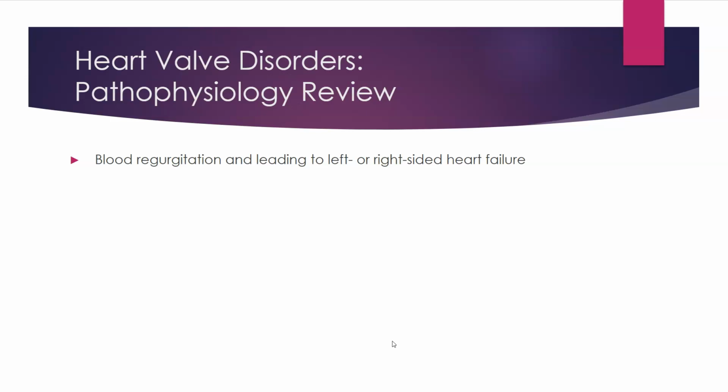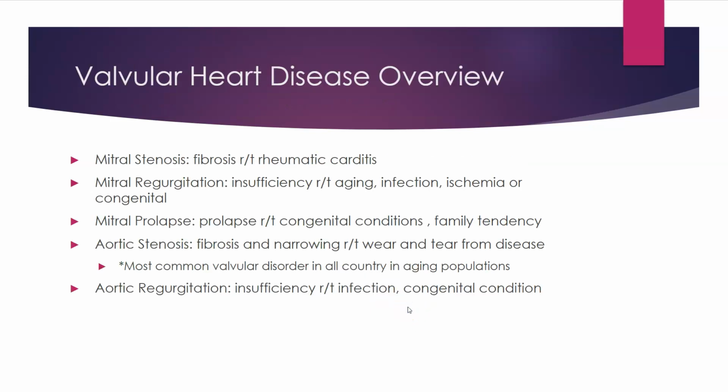So all too often with heart valve disorders, we will see this as a result from hypertension or some kind of valvular disease where blood regurgitation leads to left or right-sided heart failure. Specifically, some of the things we're going to be looking at would be mitral stenosis, and this is often related to fibrosis and rheumatic carditis or rheumatic fever. You can get mitral regurg, so this can be related to insufficiency, related to age, infection, ischemia, or congenital abnormalities.